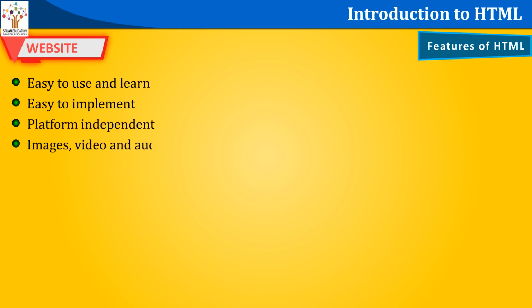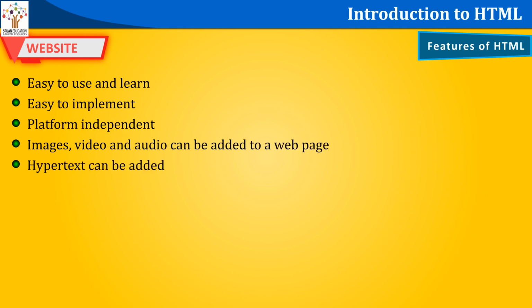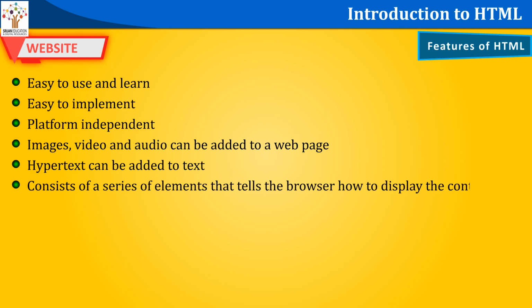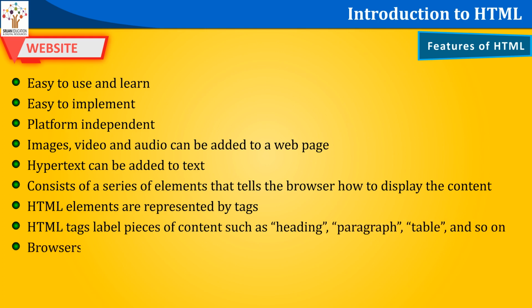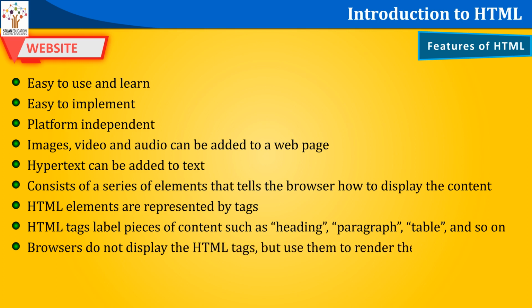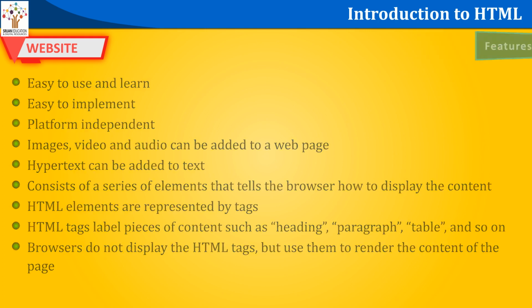Images, video, and audio can be added to a web page. Hypertext can be added to text. It consists of a series of elements that tells the browser how to display the content. HTML elements are represented by tags. HTML tags label pieces of content such as heading, paragraph, table, and so on. Browsers do not display the HTML tags, but use them to render the content of the page.